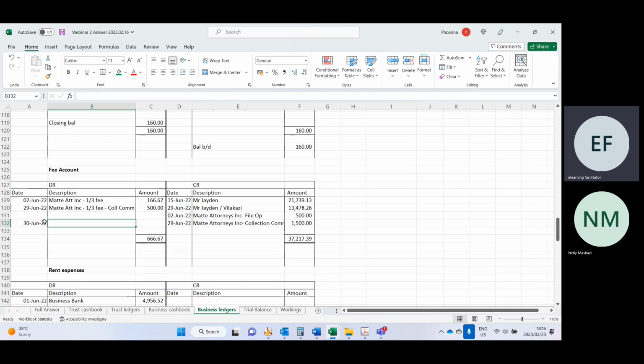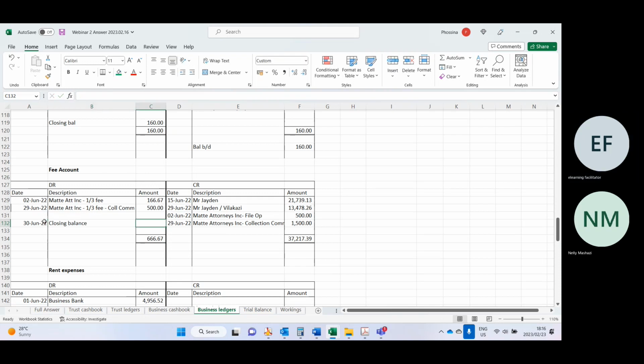Our fee account we record on a yearly basis. Add it up, it gives us a yearly balance. That's what we take to our financial statements. Then we close off. Next year, we start from 0. And the same with the expenses. Every year, we start from 0.